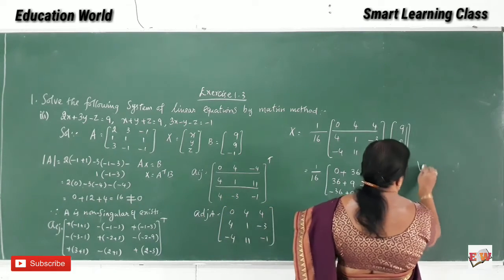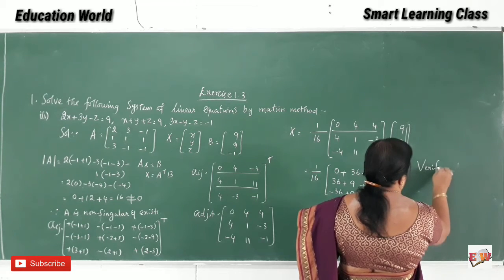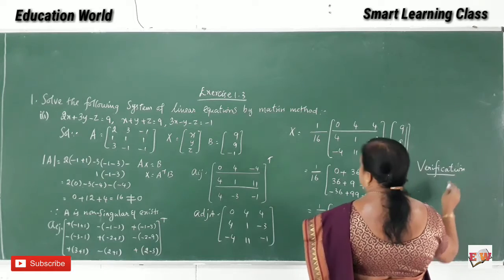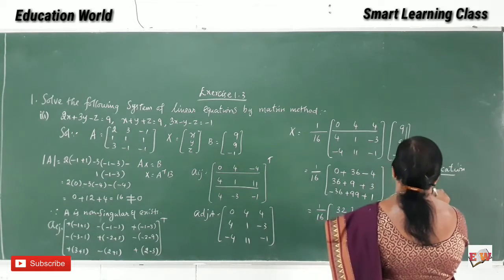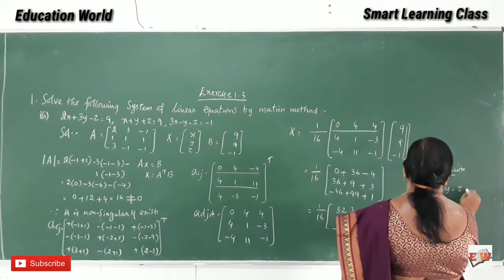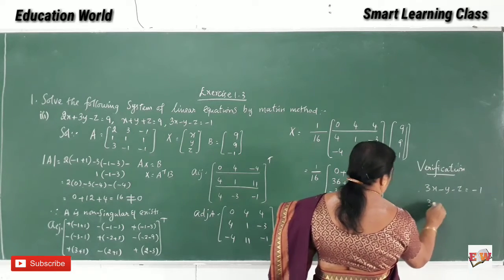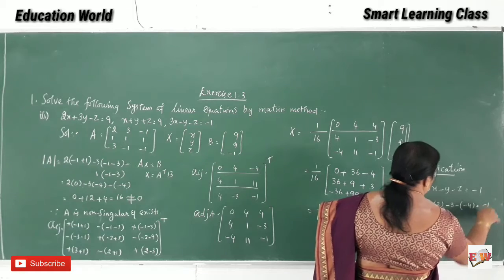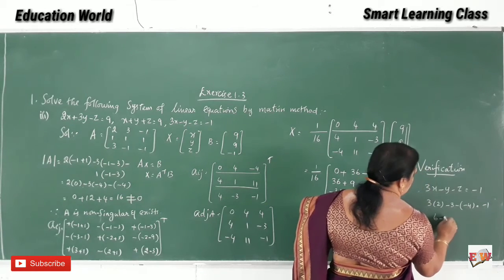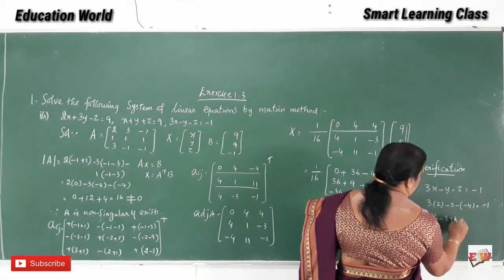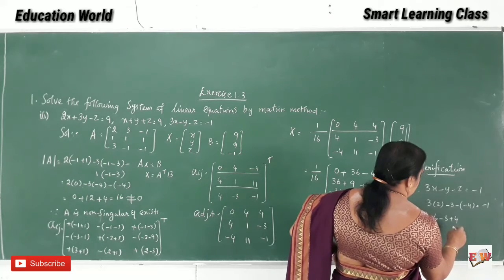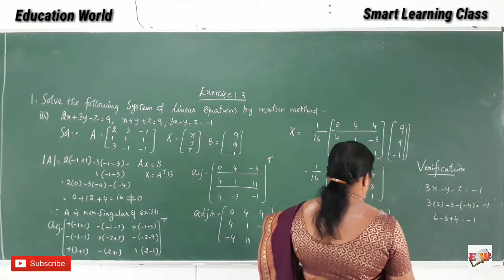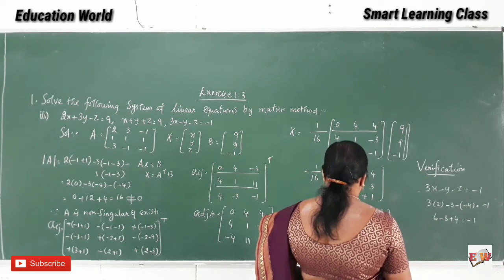Just to verify whether it is right or wrong, just take any one. 3x minus y minus z equal to minus 1. 3 into 2, minus 3, minus into minus 4 is equal to minus 1. 3 into 2 is 6, minus 3, minus into minus plus 4, is equal to minus 1.